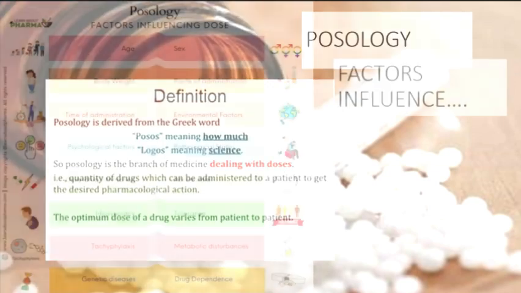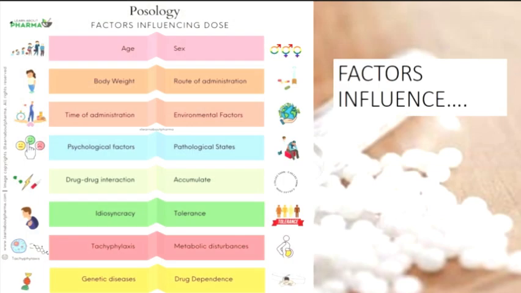The first things are age and sex, body weight, route of administration, time of administration, environmental factors, physiological state, pathological state, accumulation, drug interaction, idiosyncrasy, genetic disease, and tolerance. These should be noted while you are giving the medicine, because patients may be administered an overdose and get sick, and it will be pointed out by you, because you are the people who have to check that, right? So you will be punished there. As you get the prescription, these are the things that should be checked.